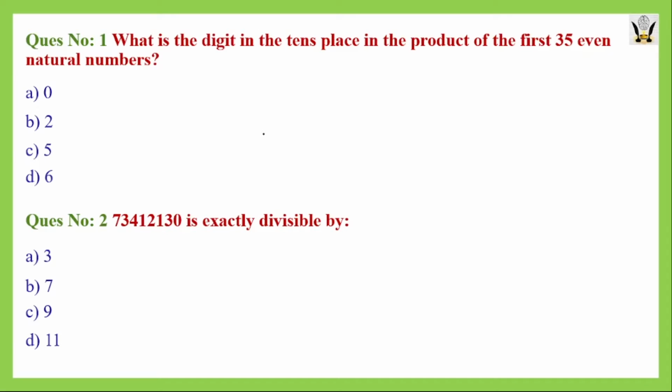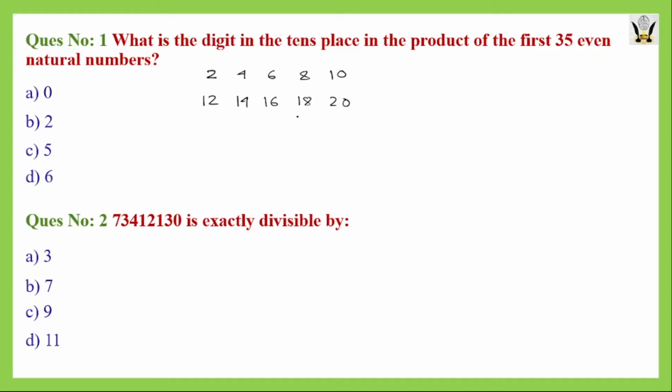The first problem sum says, what is the digit in tens place in the product of the first 35 even natural numbers? Now we know that 0 is also an even number, but here we will not start our counting from 0 as we are focusing on natural numbers. So here our counting will start from 2, and next we will consider 34 more even natural numbers.